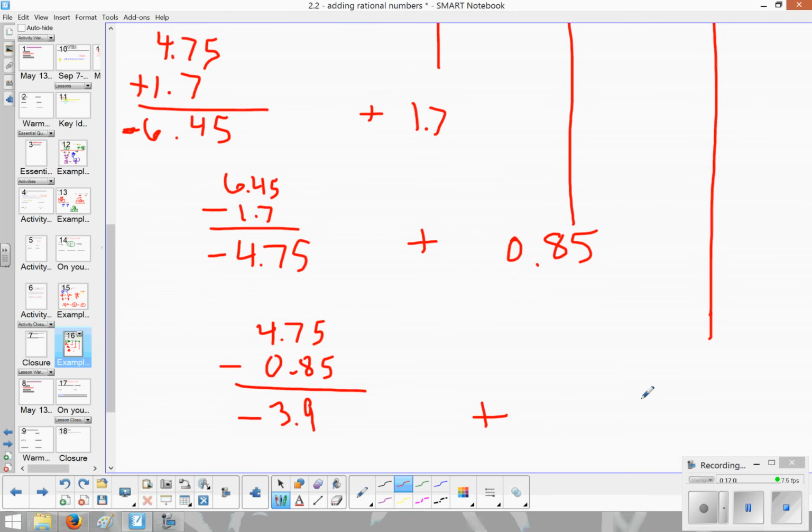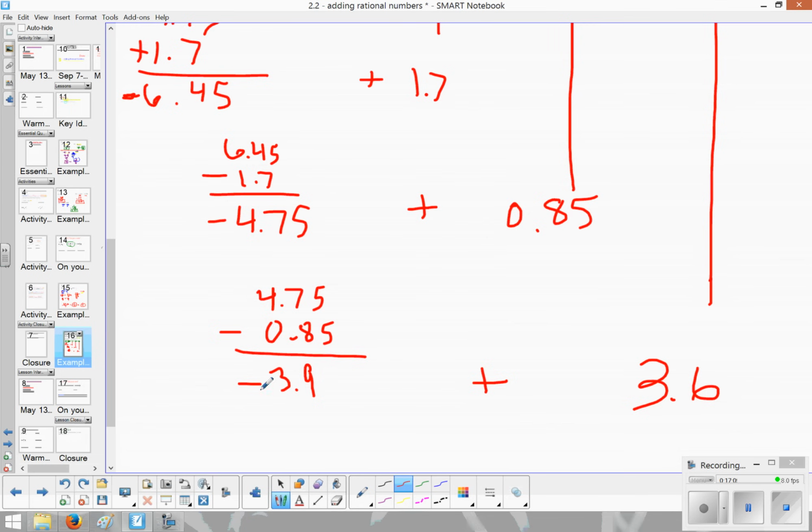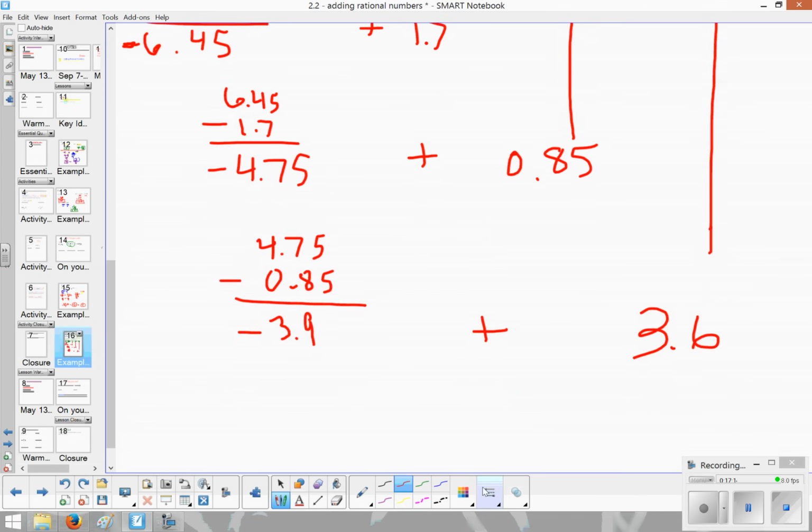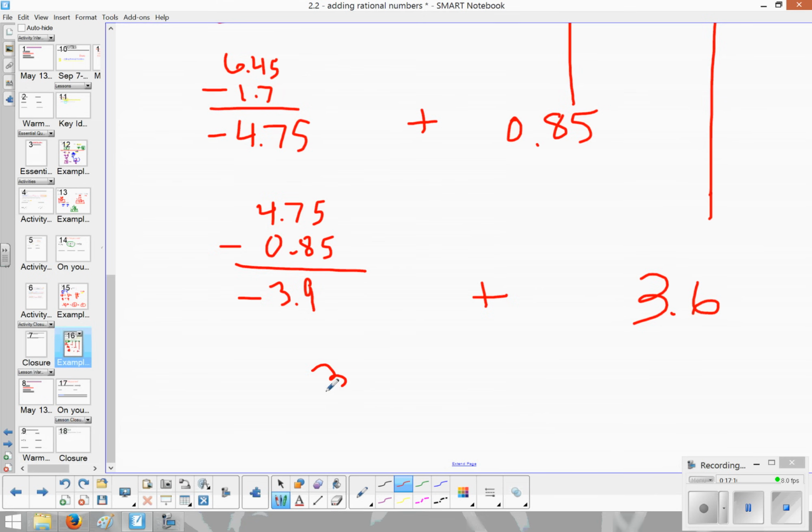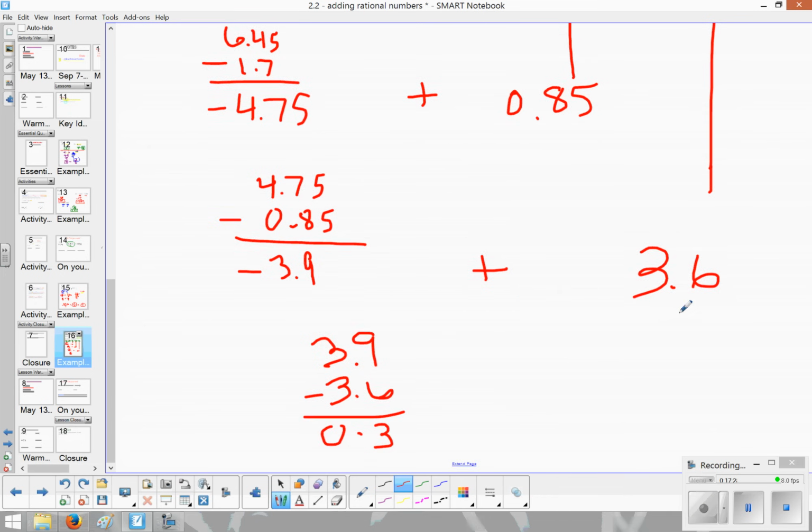Plus 3.6. One more time, I have to see, are the signs the same? This one and this one, they're not. So I'm going to have to subtract. I'm going to take 3.9 and subtract it from 3.6. And I get a total of 0.3. Now you can have 0.3 or negative 0.3, it's not the same answer, so you need to make sure you have the right sign. This is a smaller number, this is a bigger number, so it's a negative 0.3. So I found my answer.